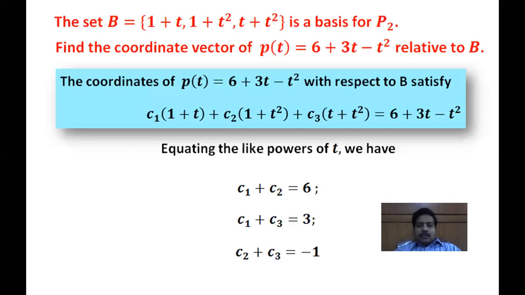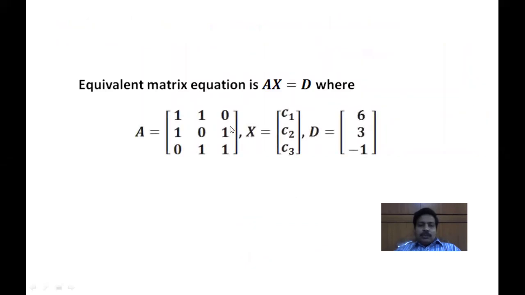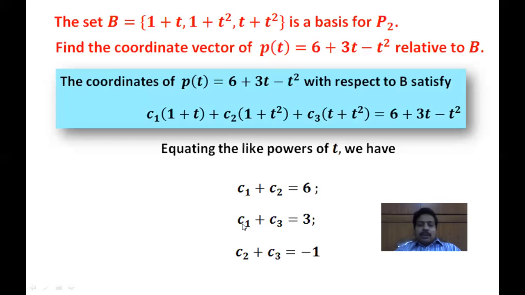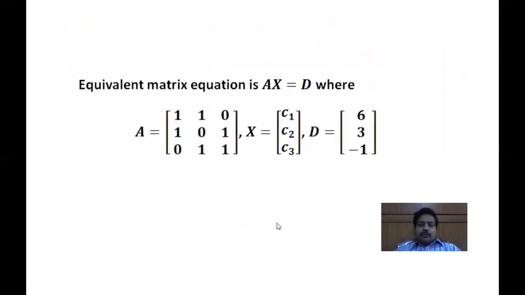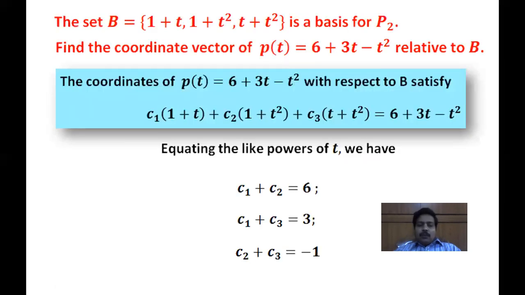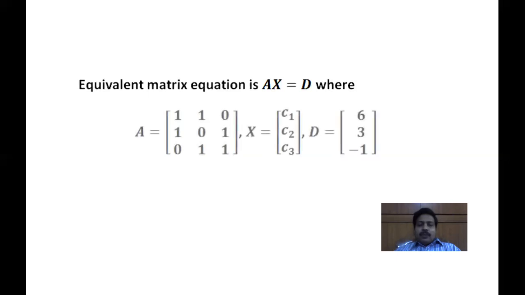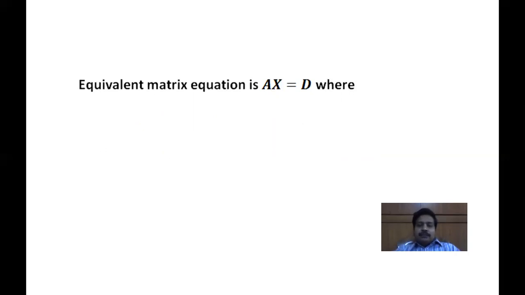Here we can see it. The coefficient of C1 is 1 and of C2 is 1, and C3 is missing. So the first row contains 1, 1, 0. Similarly, in the second row, the coefficient of C1 is 1, the coefficient of C2 is missing, and the coefficient of C3 is 1. So 1, 0, 1. Similarly, in the last row, the coefficient of C1 is missing, so it is 0, 1, 1. Here X, the matrix of unknowns, contains C1, C2, C3. And D is 6, 3, minus 1.